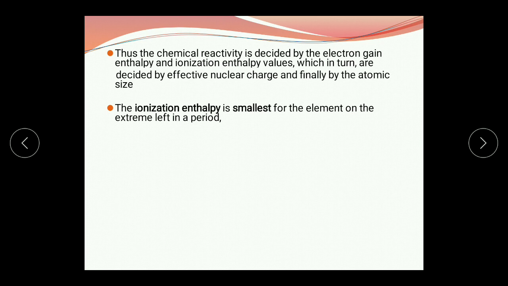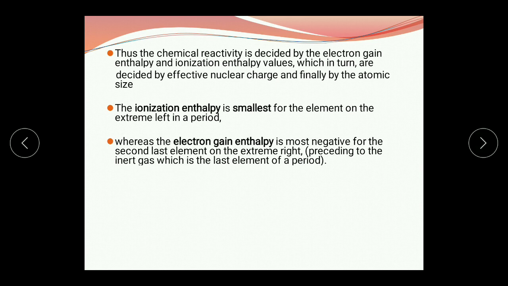Now, the ionization enthalpy. Suppose we take the first value. Ionization enthalpy values, do you remember? They are smallest for the first group elements, that is, the alkali metals. So these are smallest for the element on the extreme left in a period.